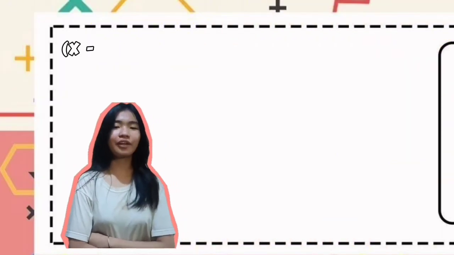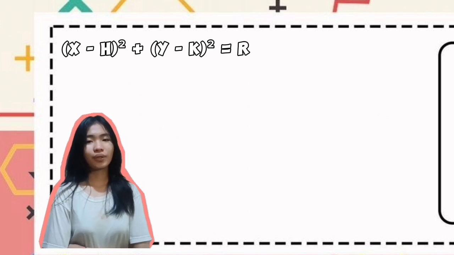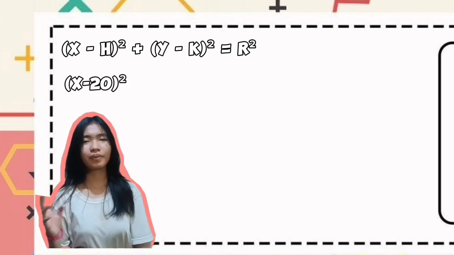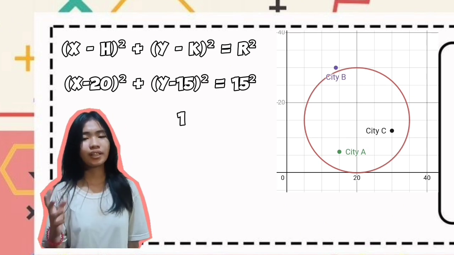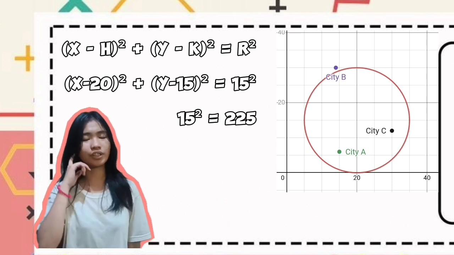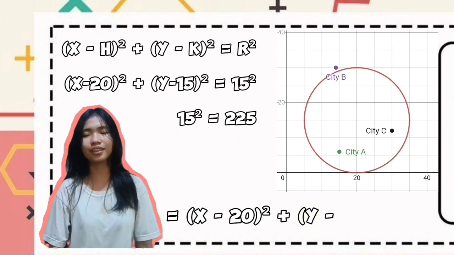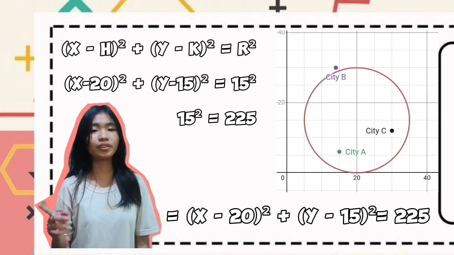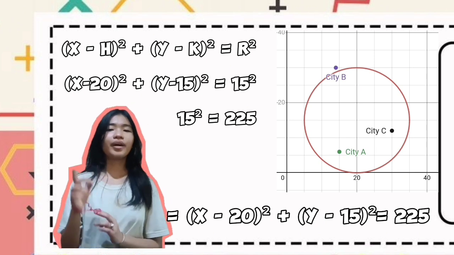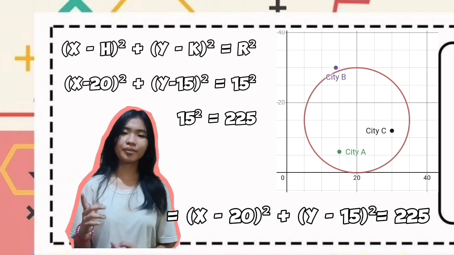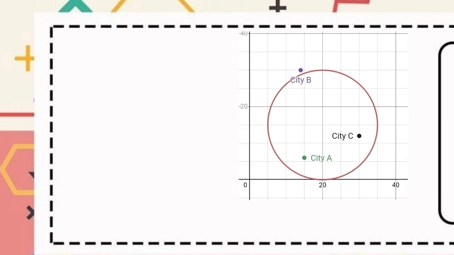The location of the radio tower is (20, 15). So our equation is (x - 20)^2 + (y - 15)^2, because the coordinates are positive, so it becomes negative in the equation. Ang radius natin is 15 kasi ayun ang range, 15 km. So 15 squared is equal to 225. So ang full equation is (x - 20)^2 + (y - 15)^2 = 15^2 = 225.